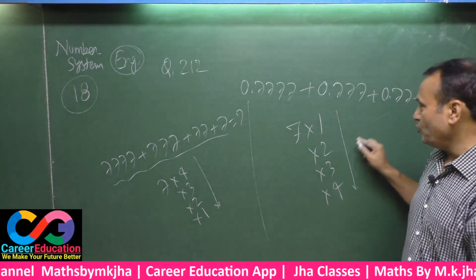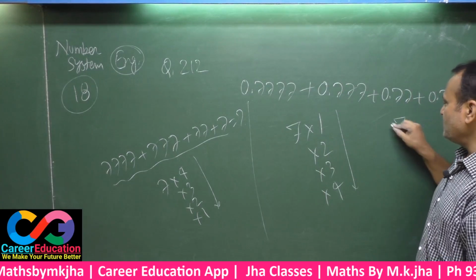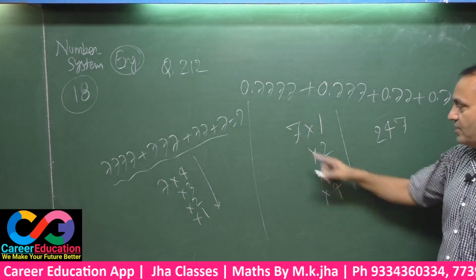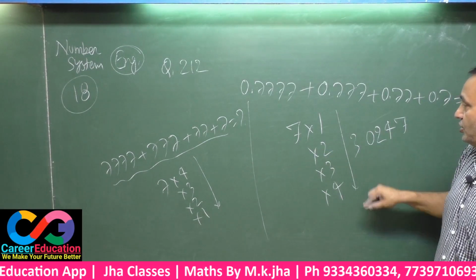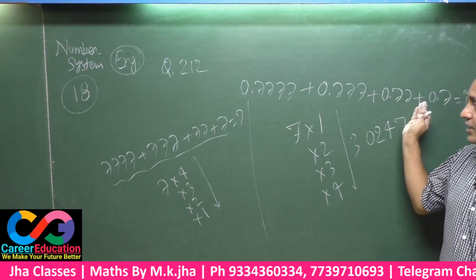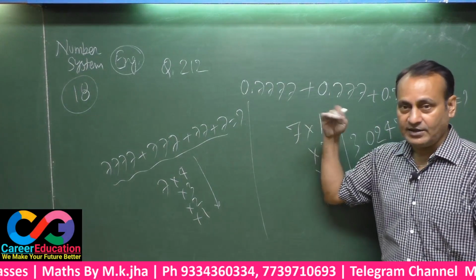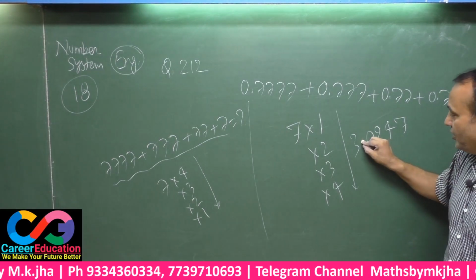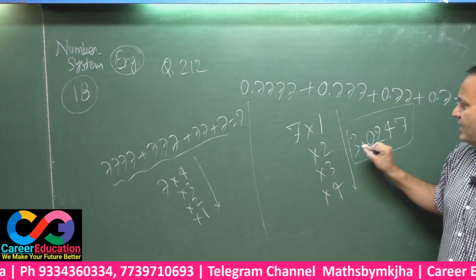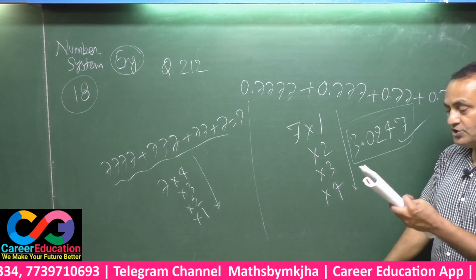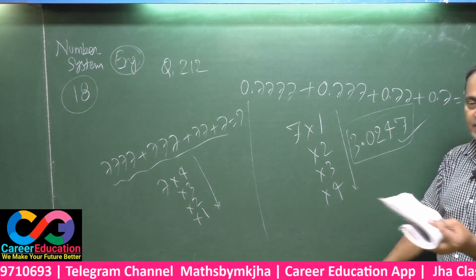That means you have to answer here: 7 1s are 7, 7 2s are 14, 7 3s are 21 plus 1 is 22, 7 4s are 28 plus 2 is 30. Then you have to put the decimal after some digits. The decimal is placed 4 places from the right, so count 1, 2, 3, 4 and put the decimal here. This is your final answer. 3.0247 must be the right answer. Okay, note down.